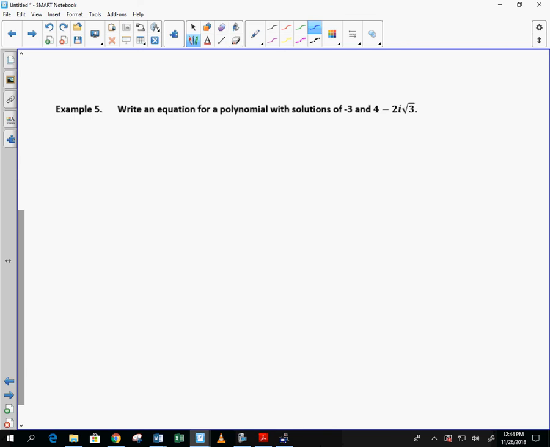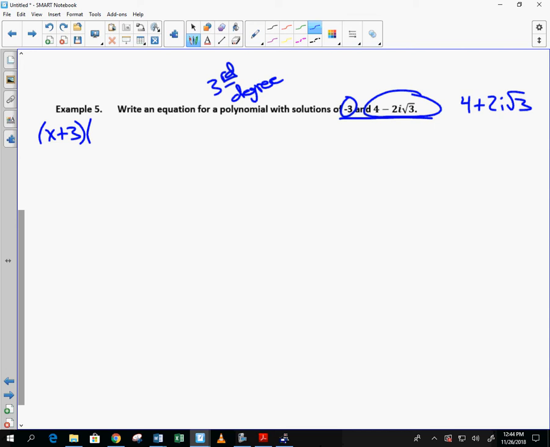Write an equation for a polynomial with these solutions. And this is going to be a third degree as well. If it's third degree, what's my third solution then? Negative 3 is one. 4 minus 2i roots of 3 is another. So what's going to be the last one? 4 plus 2i roots of 3. It's just the conjugate. So that means I'm going to have x plus 3 times x minus (4 minus 2i roots of 3) times x minus (4 plus 2i roots of 3).